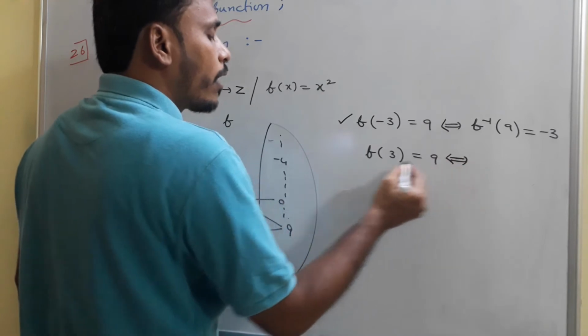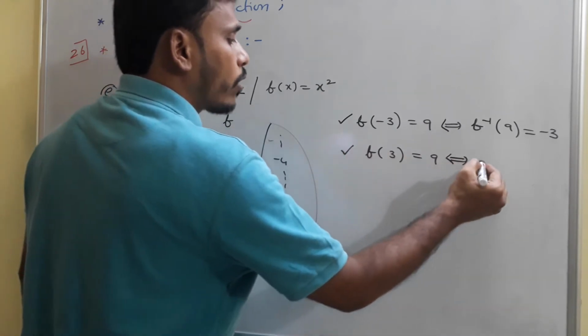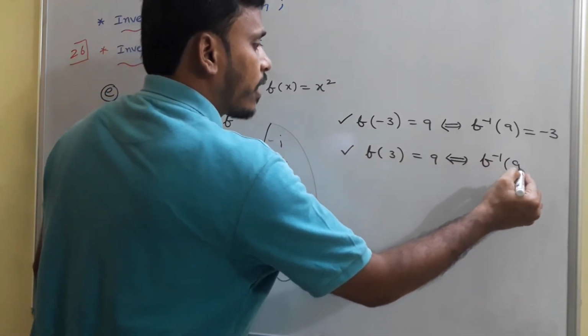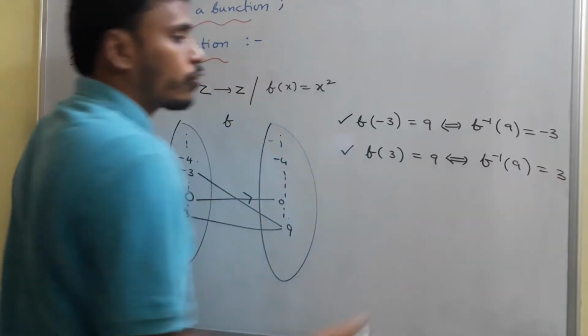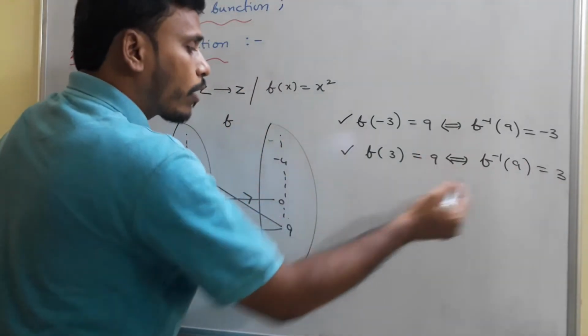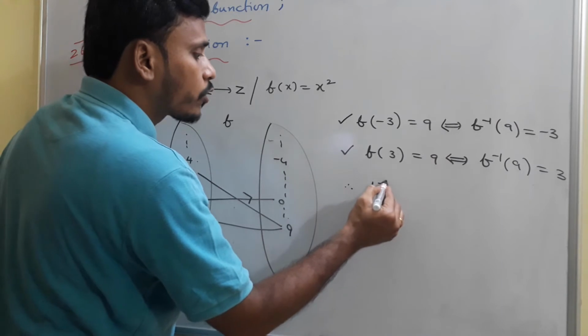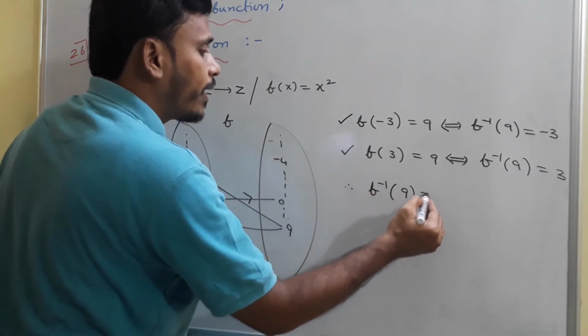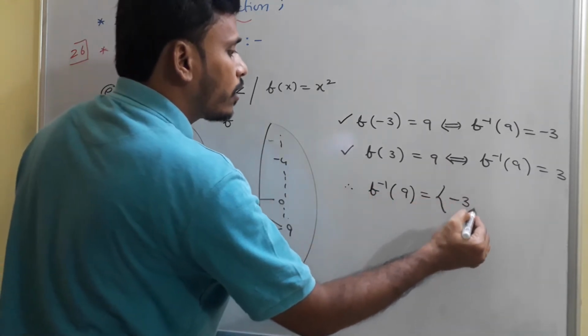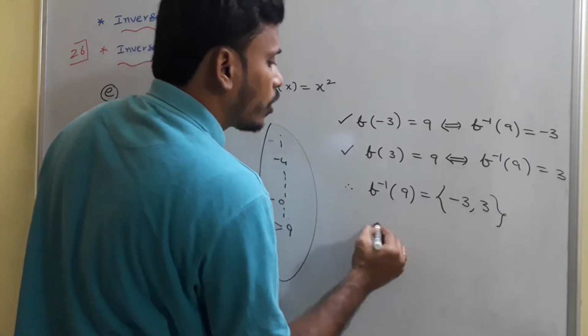In the same way, if we have that f of 3 is equal to 9, then we will rewrite it as f inverse of 9 is equal to 3. But when you combine these two, if anybody asks you to write f inverse of 9 directly, then your answer is the set containing minus 3 and 3.